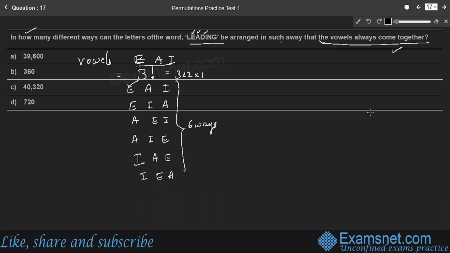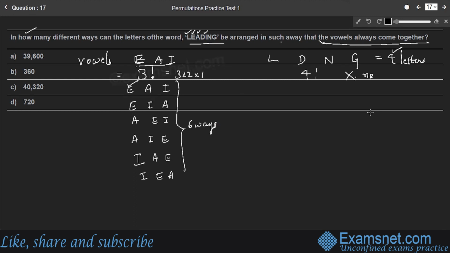And the second part is the remaining letters, consonants. So, L, D, N, G. These are the remaining letters in the given word. There are 4 remaining letters. What are the different ways of arranging these 4 letters? Is this factorial 4? No, which is wrong.